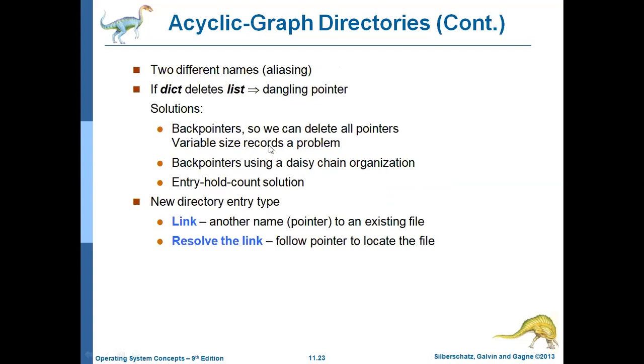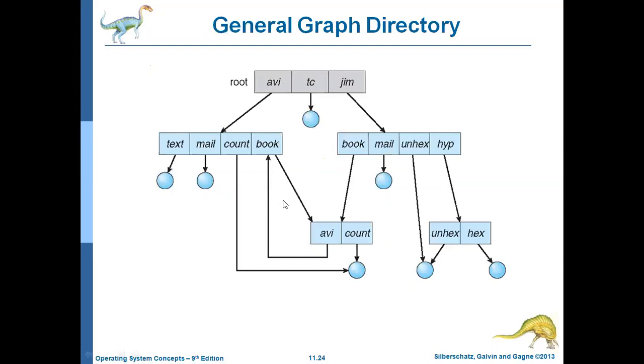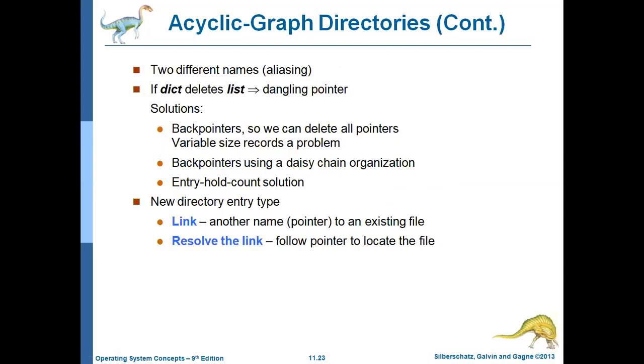Okay, that is pointers, so that we can delete all the pointers. Variable size records are a problem there. Back pointers, usually using a daisy chain organization. Entry hold count solution, then new directory entry type. So the new directory entry type is with two things. One is link it, else resolve the name.